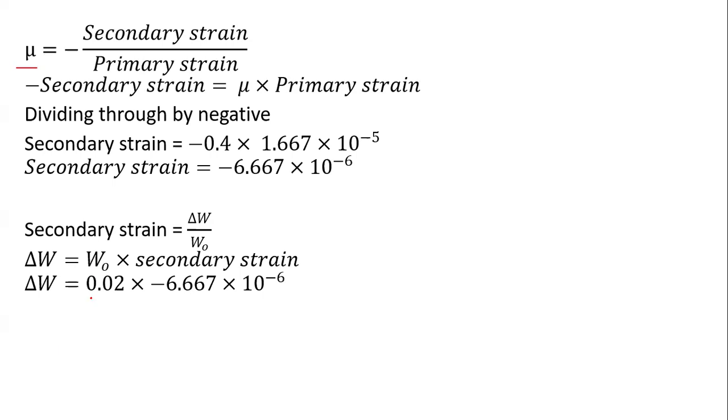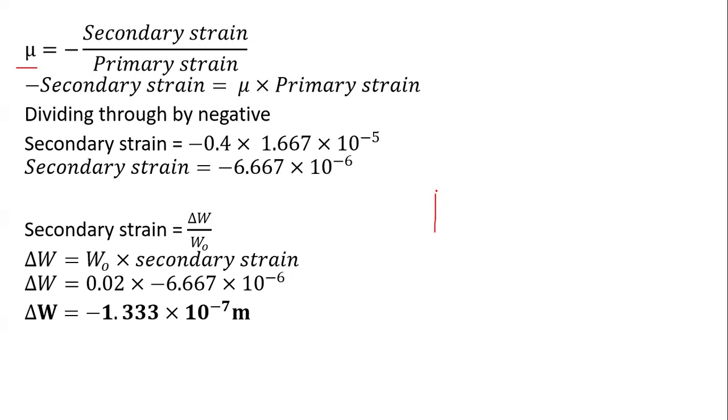Then our original width was 0.02 meters. Secondary strain is this number here, negative 6.667 times 10 power negative 6. The product from this workout is negative 1.333 times 10 raised to power negative 7 meters. So that is how much the width is going to change. Whereas the length is increasing, the width will be reducing by this much when that force is applied in that manner.